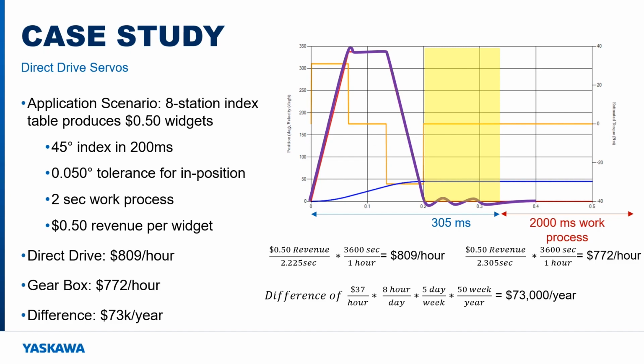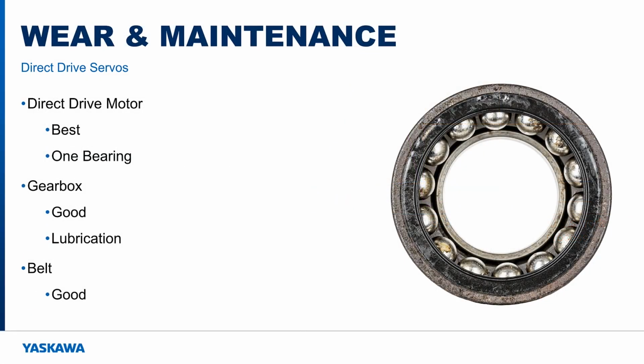Even if each widget revenue is only 10 cents, the machine could still produce nearly $15,000 more revenue per year in the same operation time. So I hope this case study illustrates how important it is to consider the impact of achievable settling time when sizing and selecting the servo motor for the application. But that's not the end of the story.